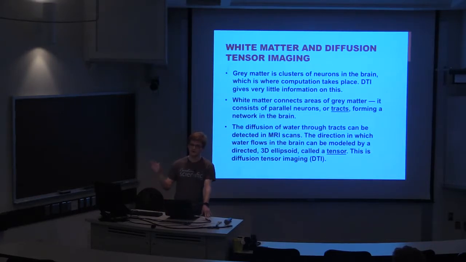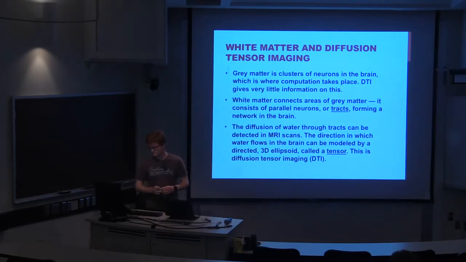Now, everybody here probably has heard about white matter and gray matter in brains. The difference between white matter and gray matter is that gray matter is essentially clusters of neurons where a lot of computation is carried out, and that's basically where thinking and processing is done. And white matter is sections of parallel neural fibers or tracts, which are used to connect these areas of gray matter. And diffusion tensor imaging is useful because while it doesn't give that much information about gray matter, it can model systems of white matter in a person's brain.